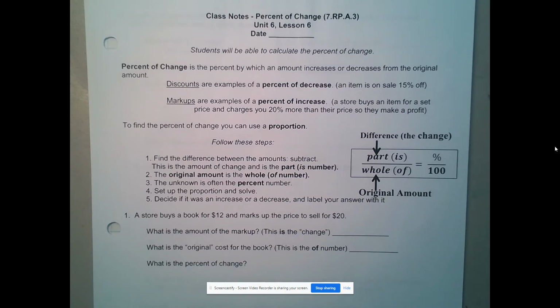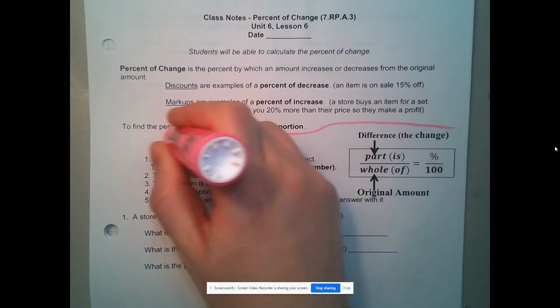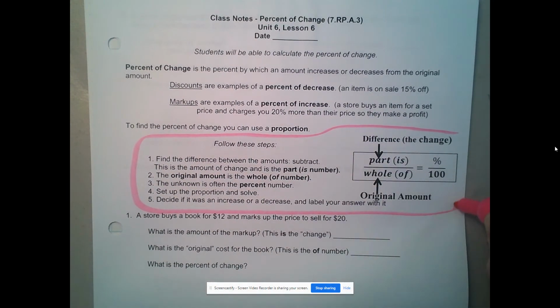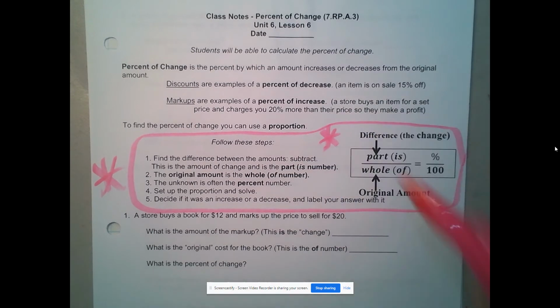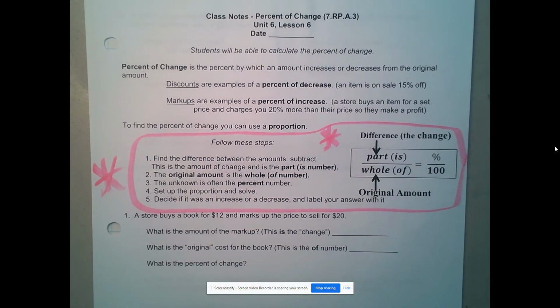To find the percent of change, you can use a proportion. Follow these steps. We have to make sure that we know what these steps are, that we know where to locate them, that they're very important. Please, please, please make sure that you are making notes on here.